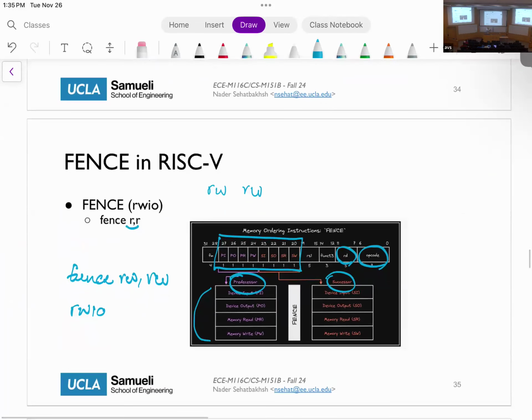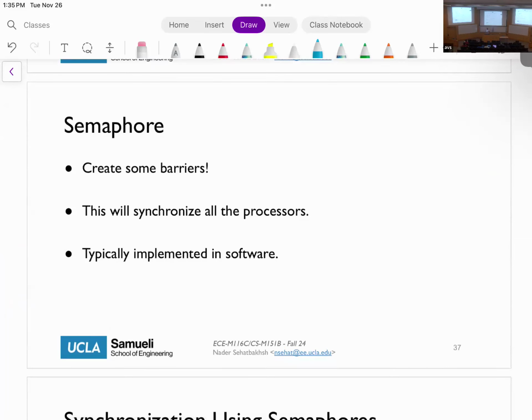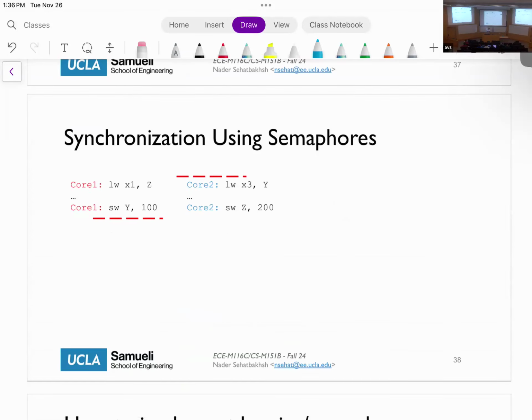So now that we know that within the core I can maintain this, now the question is what happens between the cores? Between the cores you can also have some form of a fence. Typically we call this a barrier or a semaphore. This is something that is mainly implemented in software at the operating system level. The idea of a synchronizer or a barrier is that not only do you want to do all the reordering within a core, you also want to make sure that I have a sequence where this runs first and then this runs. So what I do is I create this barrier here, okay?